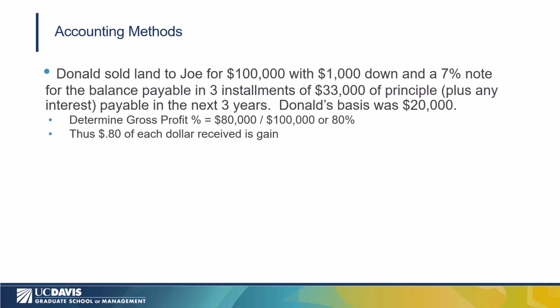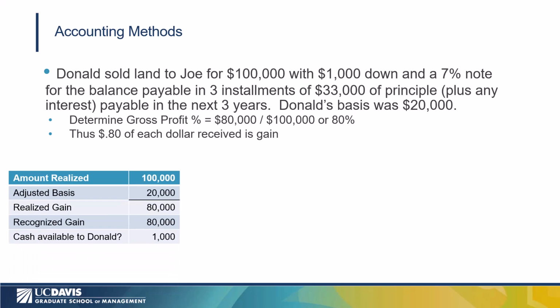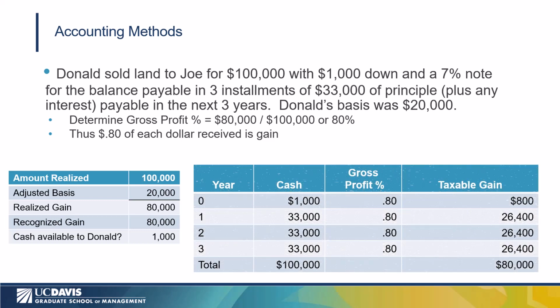All right, so let's redo our sale and determine how we would treat this under the installment method. So again, same thing. Don sells the land to Joe for $100, the note plus the $33,000 of principal. The first step we need to go through is to determine the gross profit percentage, right? And we know the gross profit percentage because we calculated gross profit. That's 80,000 divided by the amount realized, or 100,000. So that's 80%. What that means is 80 cents of every dollar that Donald receives is going to be treated as gain.